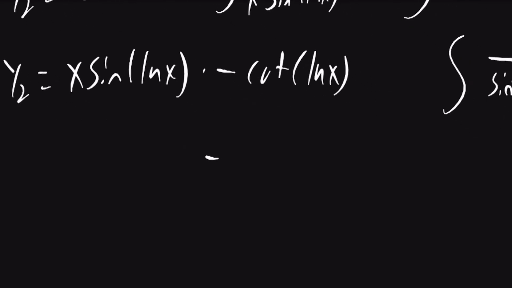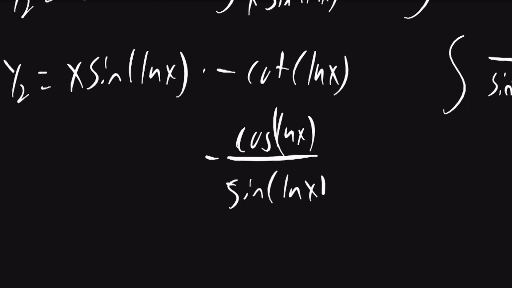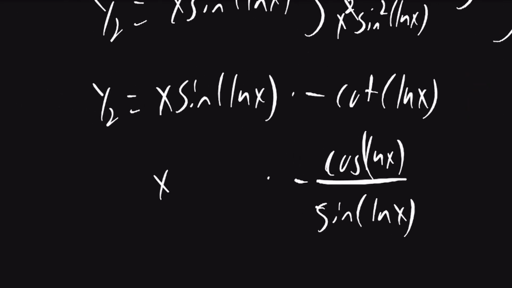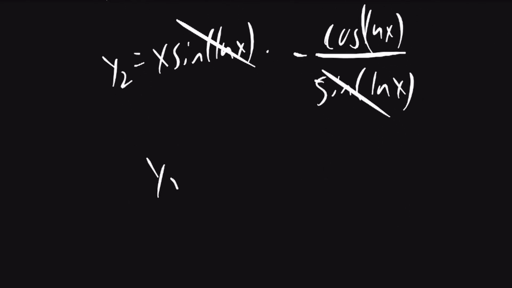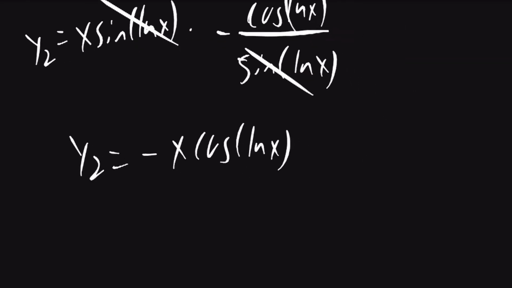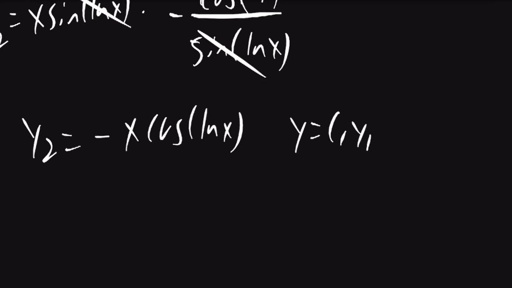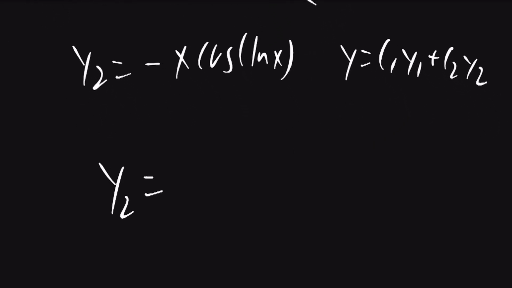We can write negative cotangent of ln x as the negative cosine ln x over sine ln x. We can multiply that by x sin(ln x). The sine ln x terms will cancel. So y2 will be equal to negative x cosine of ln x, because we'll end up writing this in the form y equals c1 y1 plus c2 y2. It doesn't matter if y2 is going to be positive or negative. That'll be accounted for with the constant. So y2 will just be equal to x cosine of ln x. And that is our final answer.